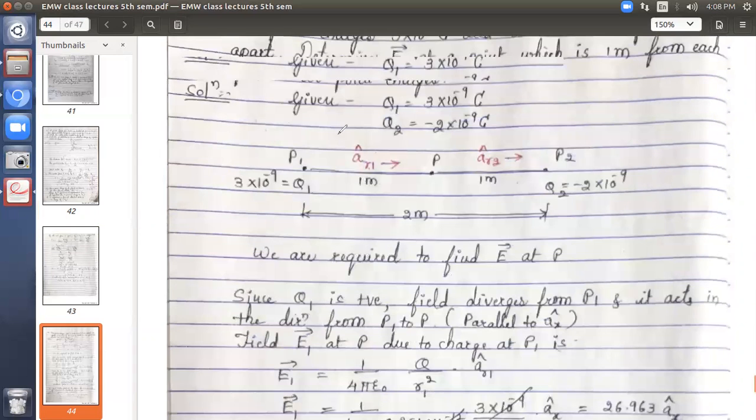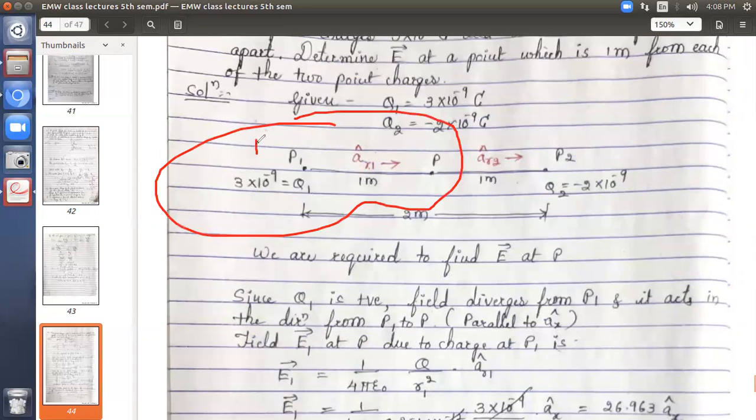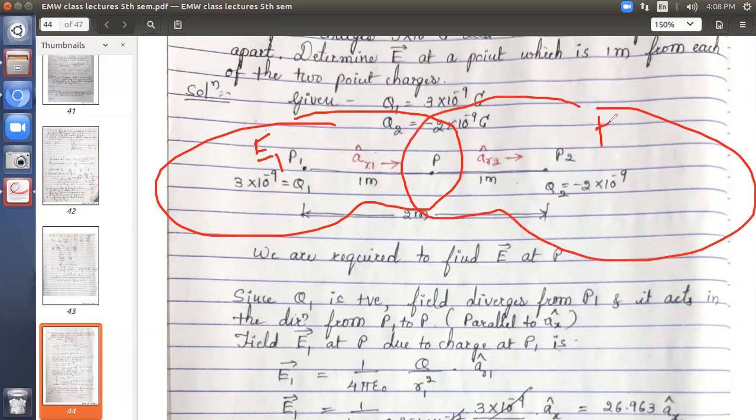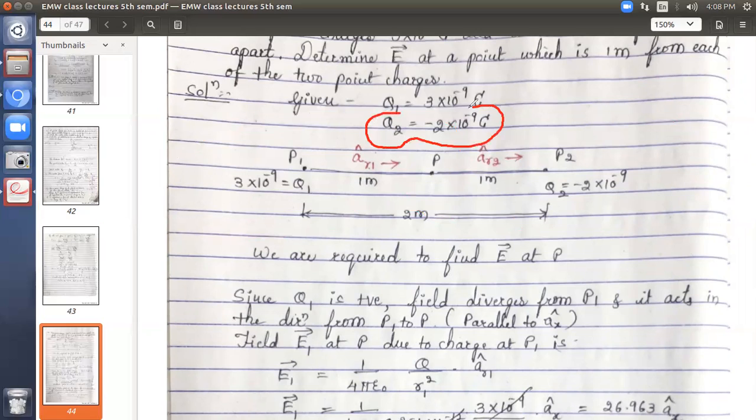This is about the particular field E1. Similarly, we should go for one more field, E2. How to find E2? The same manner. Before proceeding to the formula, we will try to identify the unit vector direction. Given charge Q2 is negative. According to the convention, all the field lines for a negative charge come and converge. It should be like this. According to the convention, they converge.